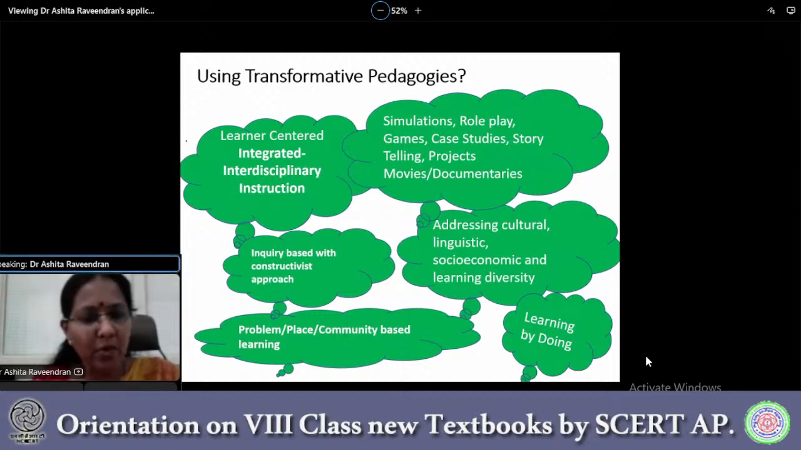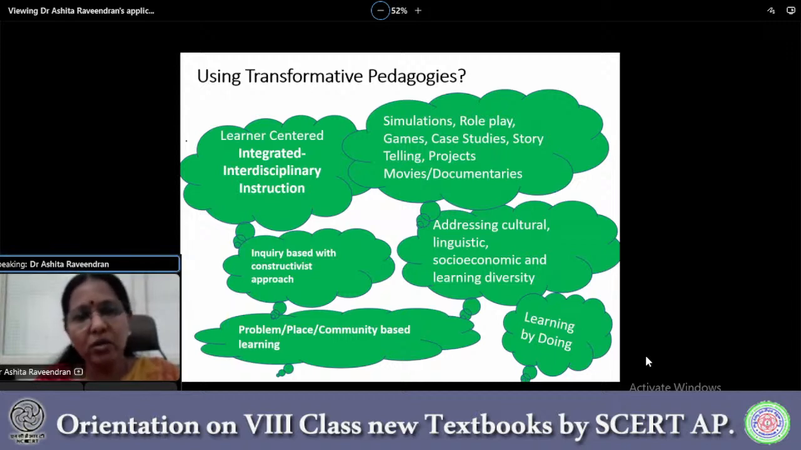Learning has to be problem-based. It can be place-based or community-based. So problem-based learning can be done. Then you can also go for learning by doing. All these require a lot more time to explain each and every step.